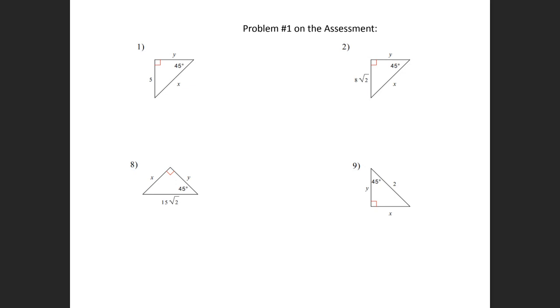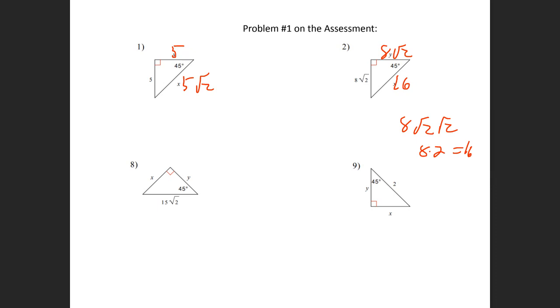If this is 5, this is 5, this is 5 square root of 2. If this is 8 square root of 2, this is 8 square root of 2, this is 16. Mr. Shannon, where did you get 16 from? Can somebody explain where we got 16 from? 8 times 2. Why 8 times 2? Because I take the side times the square root of 2. Well, 8 square root of 2 times the square root of 2 really is 8 times 2, which is 16.